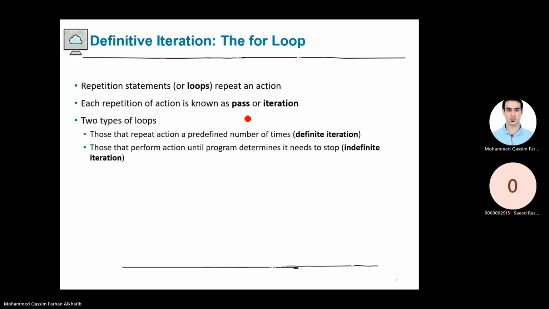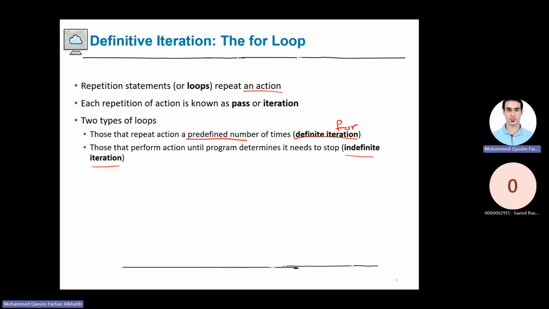So you repeat a certain action, a typical task like data entry. Instead of writing an input statement 100 times, write the input statement only once and put it inside a loop. Now, there are 2 types. When you know the number of times you need to repeat, a predefined number, that's what we call a definite iteration, and this is where we use for. And there is the one that performs an action and the program determines it needs to stop based on a certain condition. In that case, that's indefinite iteration.